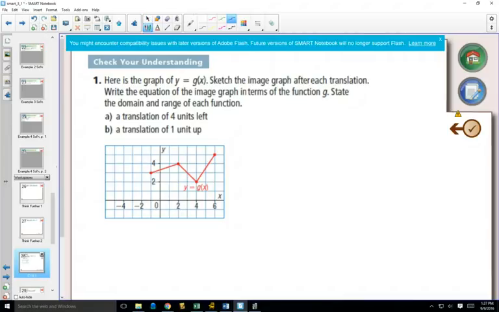All right, so here's our graph of g of x. It's a function, and we are asked to sketch the graph after each translation. So all we want to do is translate it 4 units up.